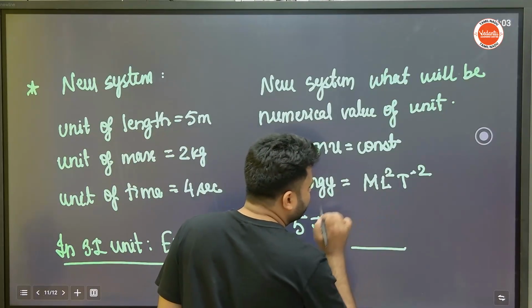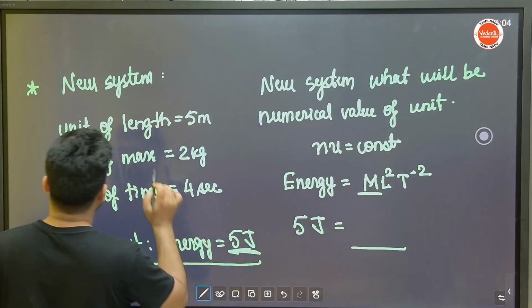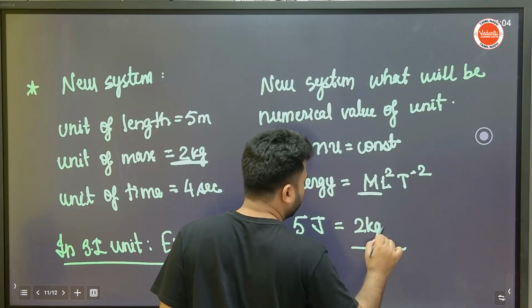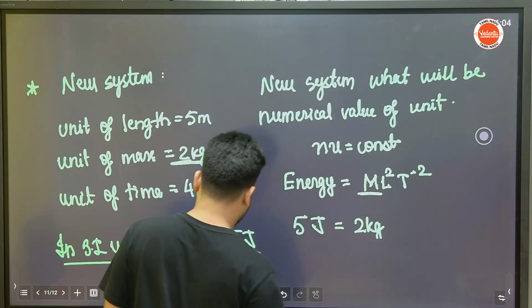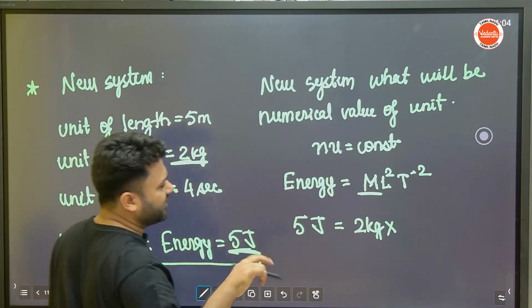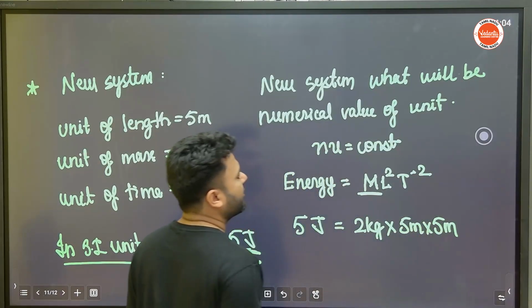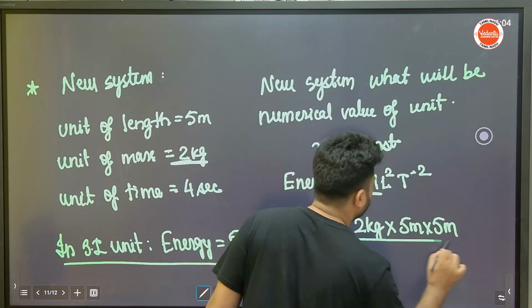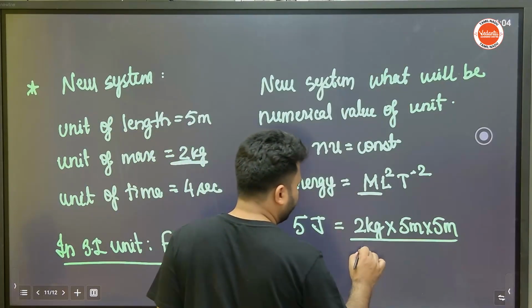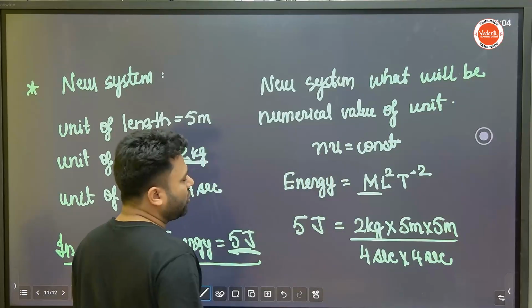See, mass. So you write unit of mass 2 kg. Then length square. Unit of length is how much? 5 meter. It's square, so 5 meter into 5 meter. This will be length square, divided by T square. Unit of time is 4 second, so 4 second into 4 second. Now solve how much it is coming.